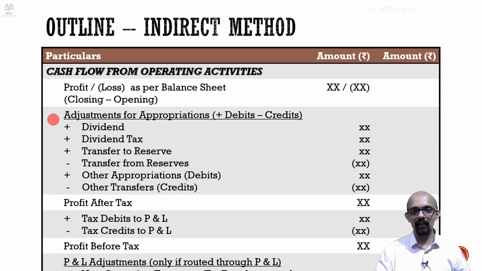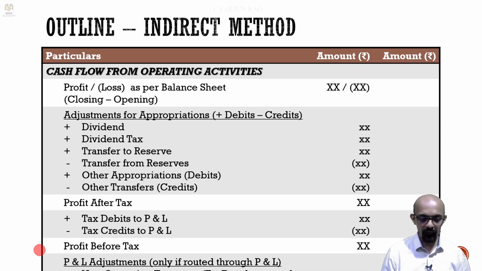So, we will just summarize the adjustments. We make adjustments for the appropriations, we add the debits, subtract the credits, then we get profit after tax. If you start with profit after tax, you do not have to make any of these adjustments. If you start with profit after tax, you need to adjust tax. So, plus the tax debit and minus the tax credit, you get profit before tax.